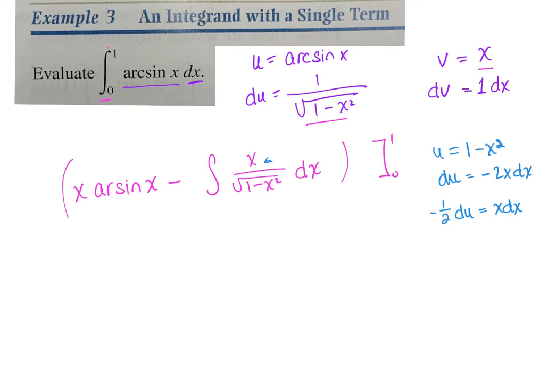So this is going to end up being, if I just write it smally, negative 1/2 u to the negative 1/2, right? So when I take this antiderivative, I leave this alone. I've already dealt with that part. X arc sine of x.